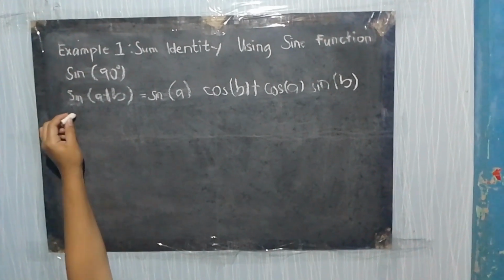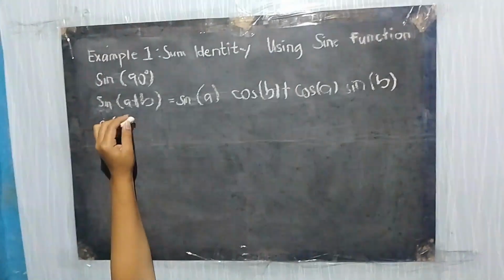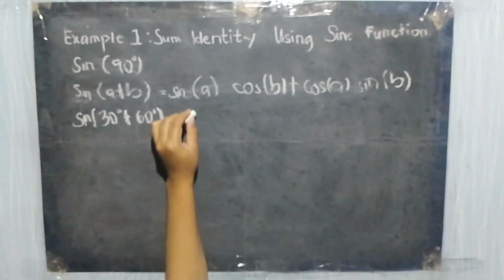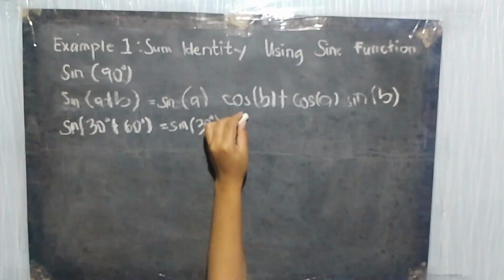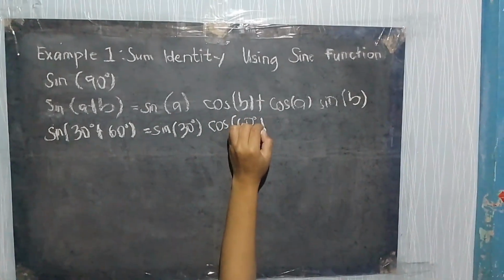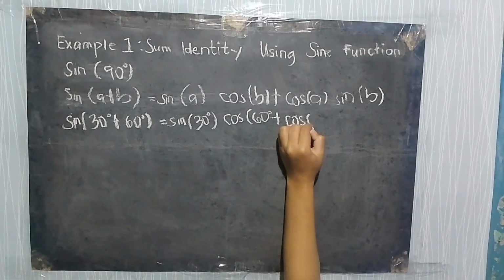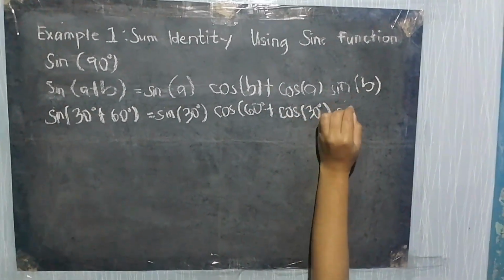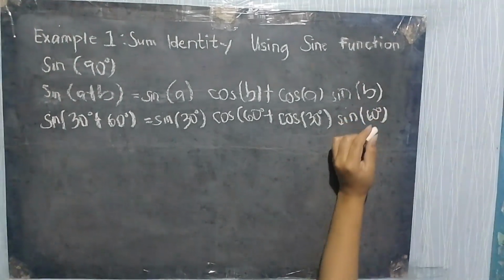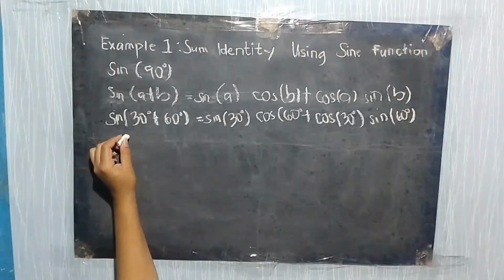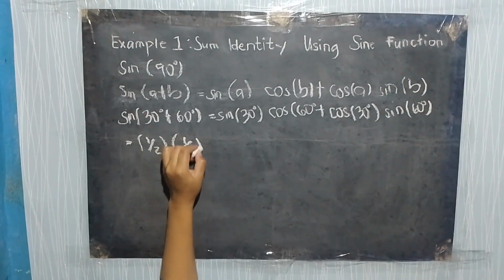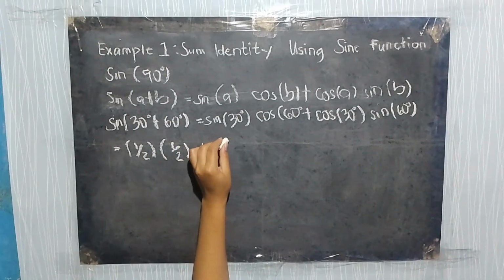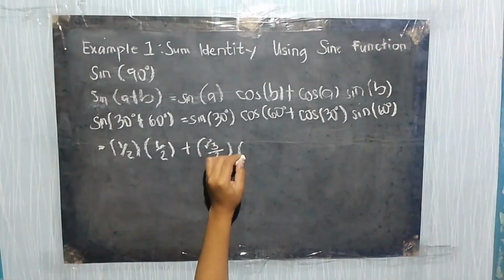Sine of A plus B is equal to sine A cosine B plus cosine A sine B. So sine of 30 plus 60 is equal to sine 30 cosine 60 plus cosine 30 sine 60. Based on the unit circle, sine 30 is equal to 1/2 and cosine 60 is equal to 1/2, plus cosine 30 is equal to square root of 3 over 2, and sine 60 is equal to square root of 3 over 2.